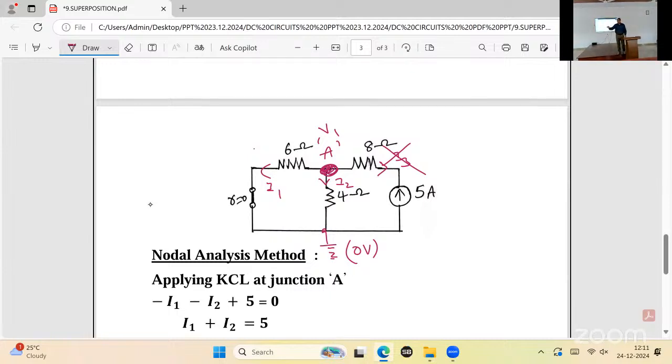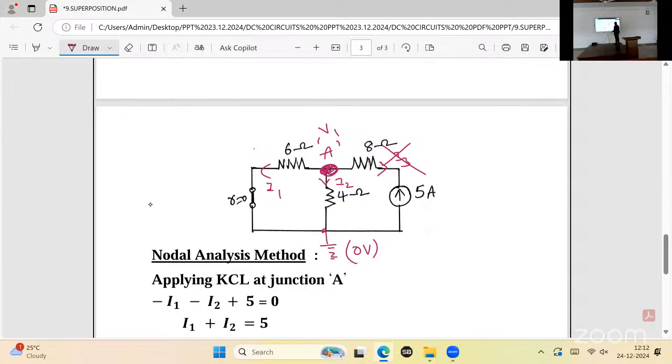What is the current through 4 ohms if you run with 5 amperes? You have to solve the problem. Apply any method, mesh method or nodal method. So what method have I applied? Nodal method.